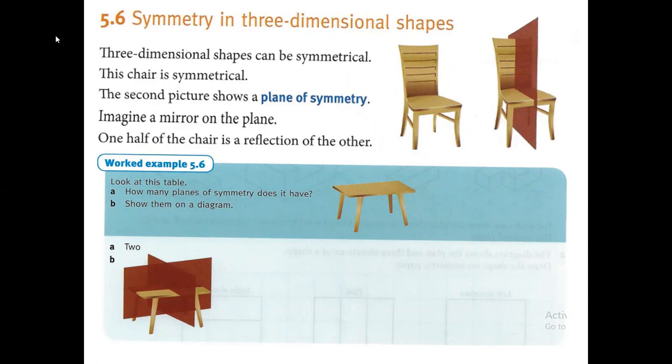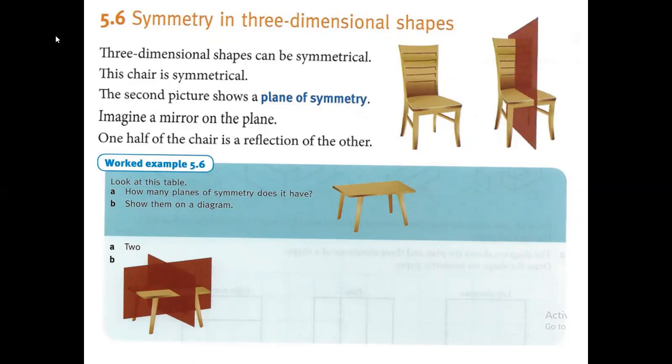Let us start today's topic, the last topic of chapter 5. Yesterday we completed 5.5. Today is 5.6, symmetry in three-dimensional shapes.